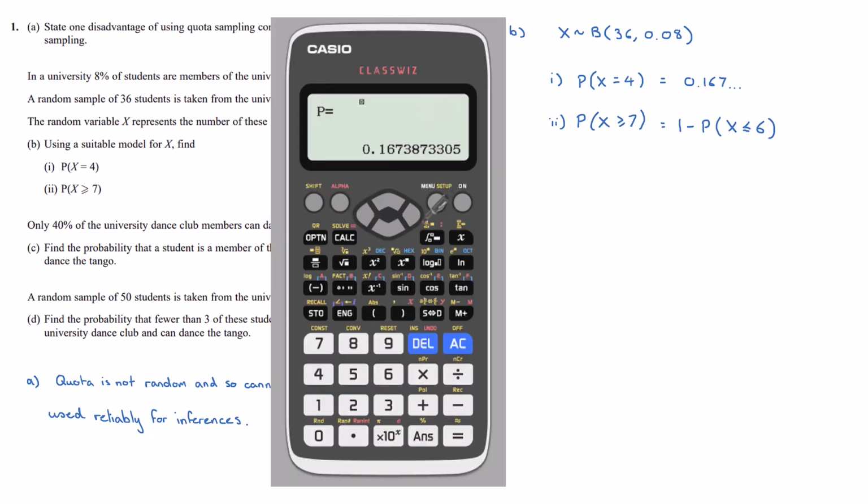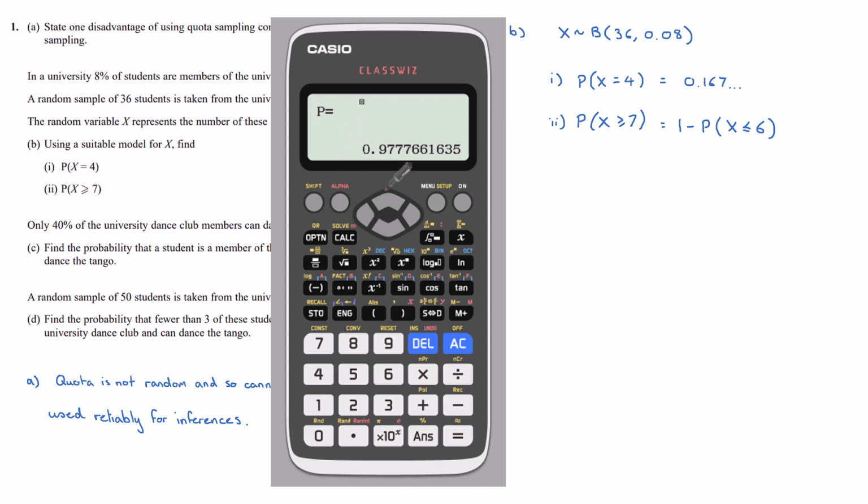Returning to our calculator then, if we go back to the menu and select stats mode, we want the binomial CD this time because we're looking for the cumulative distribution less than or equal to 6. And so select option 1. We are a variable, so we want less than or equal to 6 now. Our n is still 36 and our probability is still 0.08. So if we hit equals, that's our probability of less than or equal to 6.